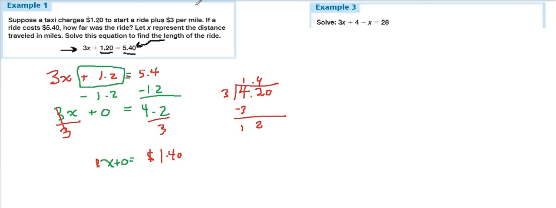That's what x is. Really, instead of showing it like that, we can just get rid of the x plus 0. That doesn't help. And get rid of the 1. x is $1.40, and you can double check by sticking this in for this here. And 3 times 1.40, or $4.20, plus $1.20 is indeed a total ride of $5.40.